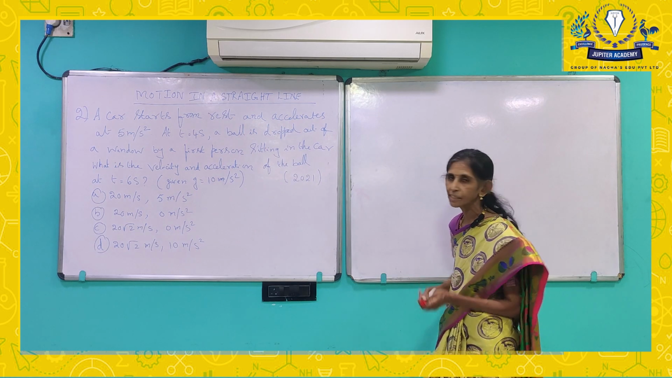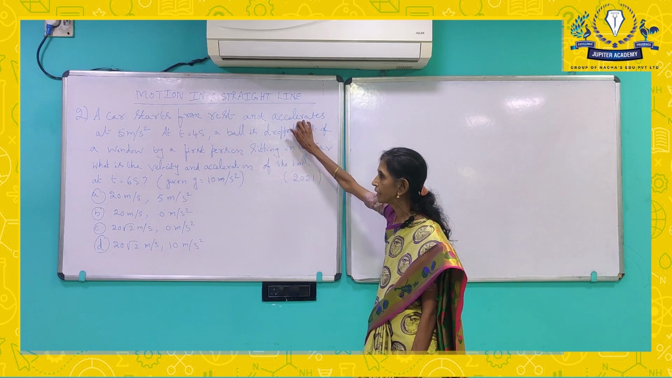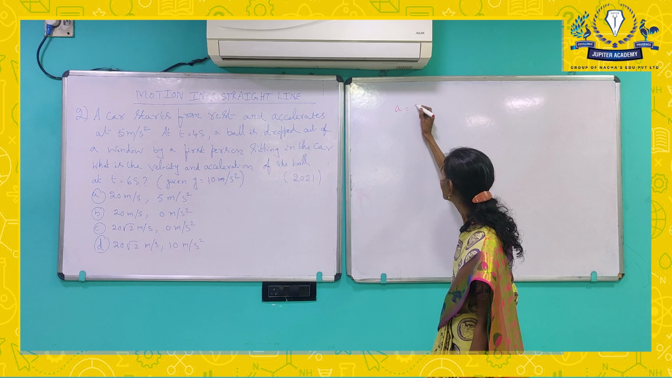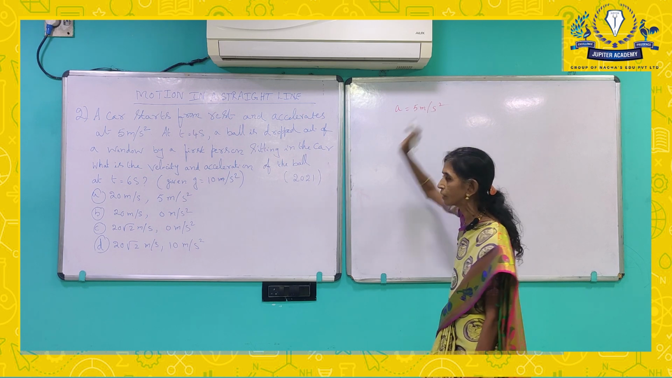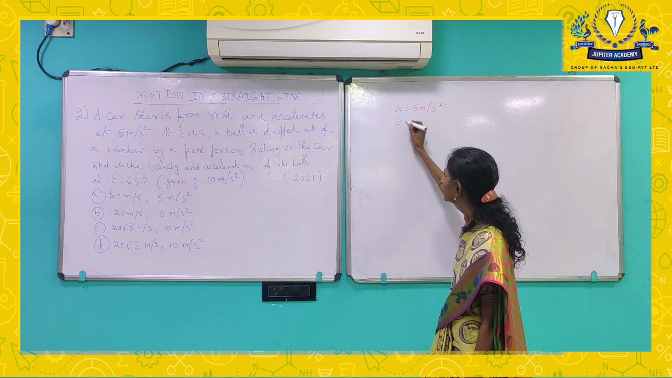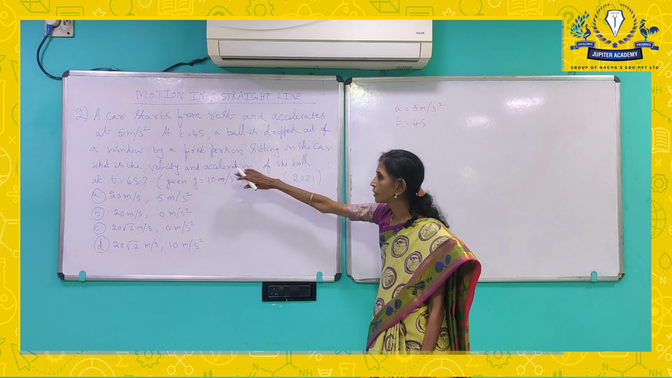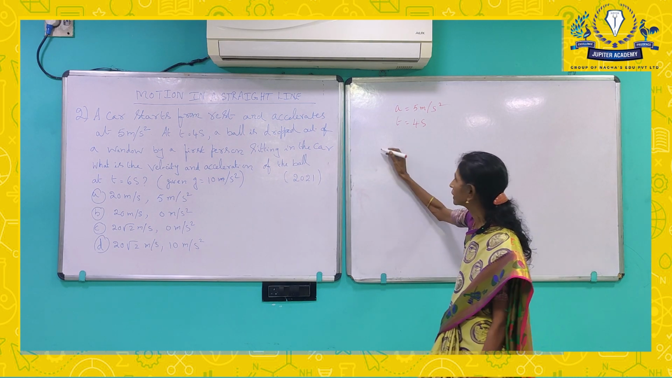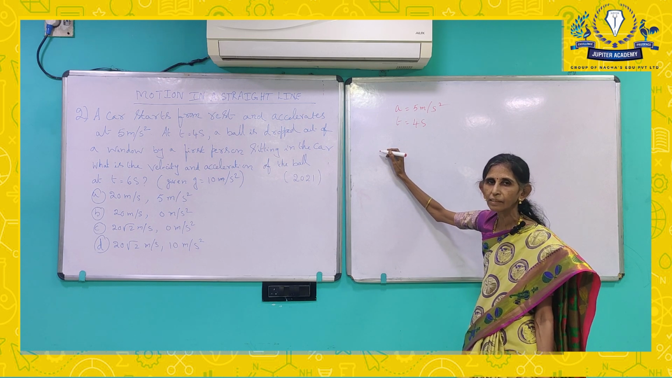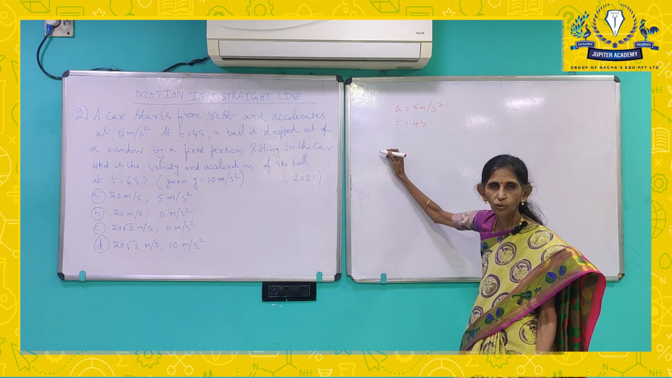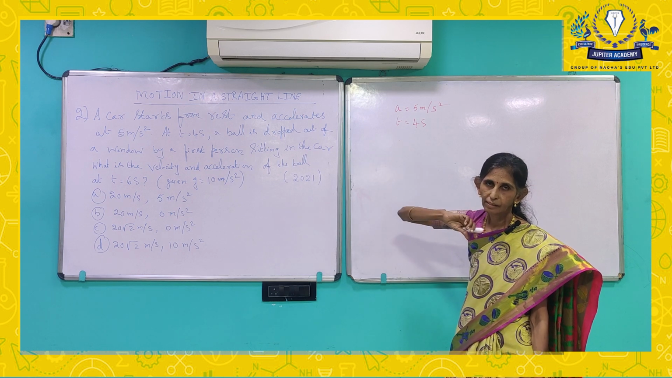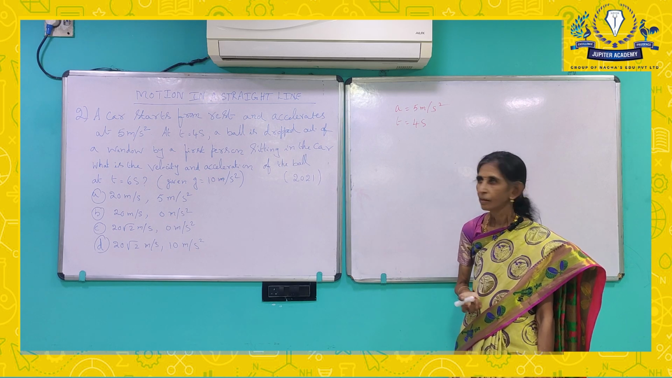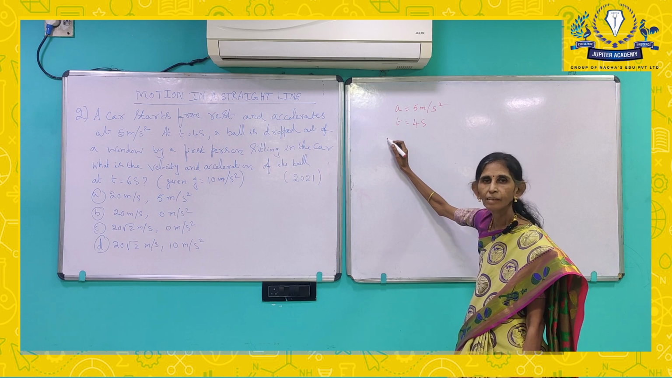Now the car is at rest and it is accelerating at a rate of 5 meter per second square. So the acceleration of the car is 5 meter per second square. At time equal to 4 seconds, a ball is dropped out of the window by the person sitting in the car. You would already have learnt in kinematics that when a stone is dropped from a train, it will take the path of a projectile due to gravity, so it will take the path of a parabola.